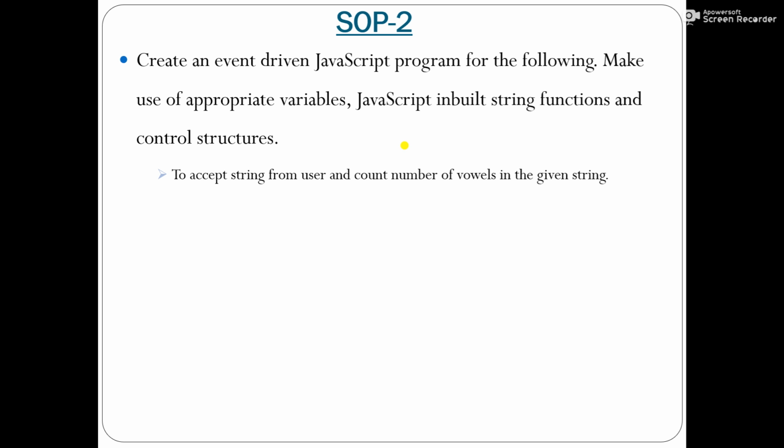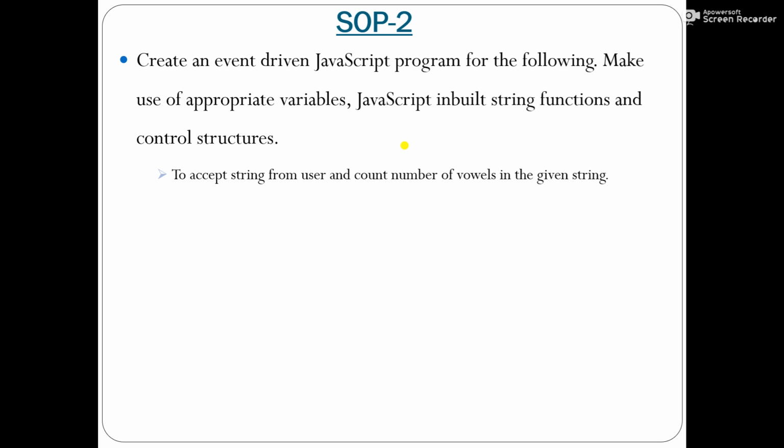So what is given? To accept a string from the user, and we have to count the number of vowels in the given string. See students, what is a string? String is nothing but the character. It is the combination of characters. There will be multiple characters given by the user, and from those characters, or specifically alphabets, there will be a series of alphabets, and from these alphabets you have to calculate how many vowels have been entered. So this is what is expected.